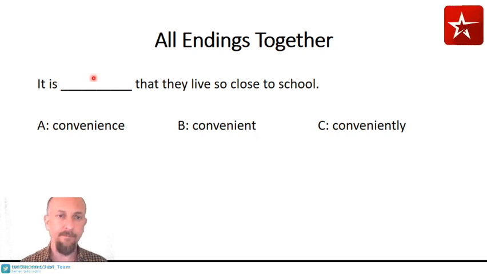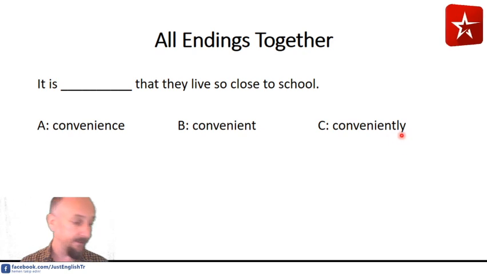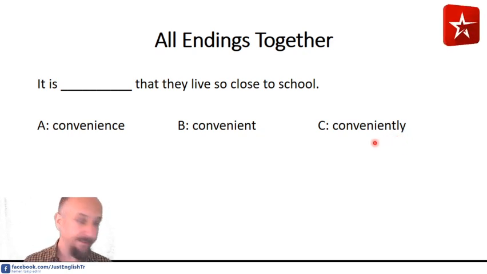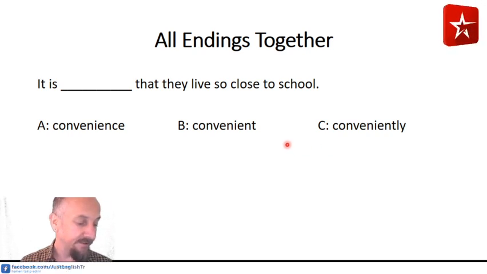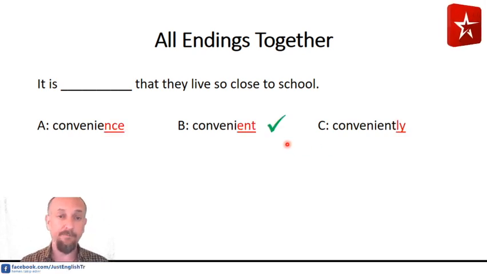Okay, so the next one. It is something that they live so close to school. So we have inconvenience, and the suffix here is nt. Then we have convenient, and the suffix here is nt. And then we've got two suffixes here actually. We've got conveniently. So A, C, B, C, B, B, B. Kerem's answering a lot again. Yeah, the correct answer is actually B.